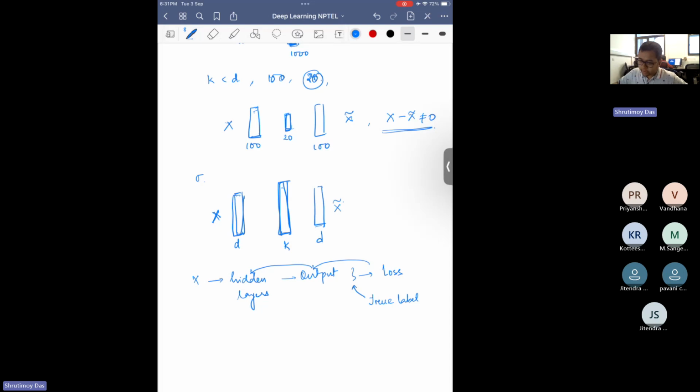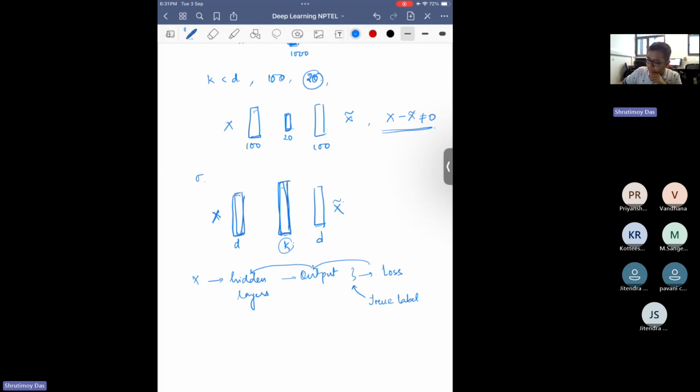So how can you tell the network that we want to learn a good representation of the input in some k-dimensional space? So we have to give some feedback, right? How will the network know that I want to learn a good k-dimensional representation of this input data x? So how do you get this feedback?